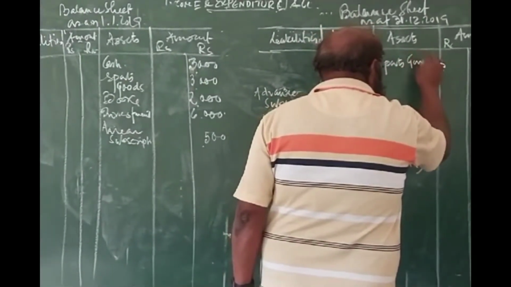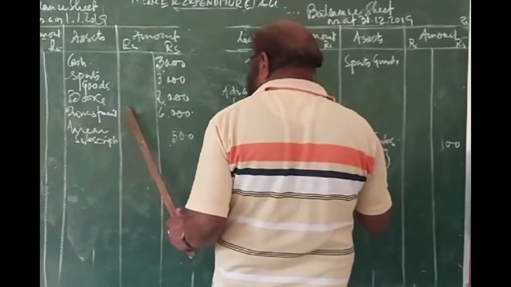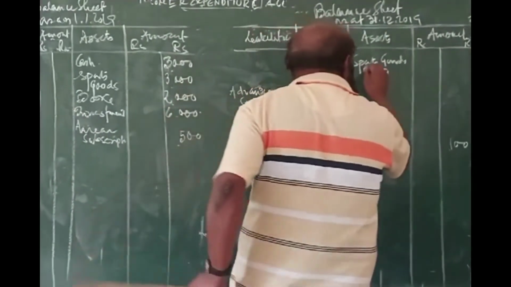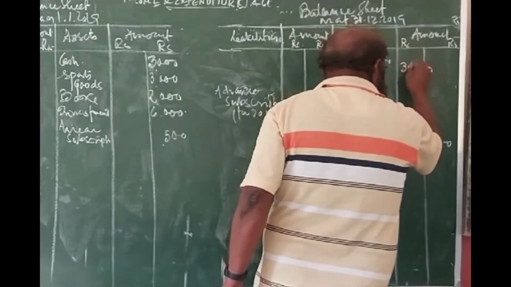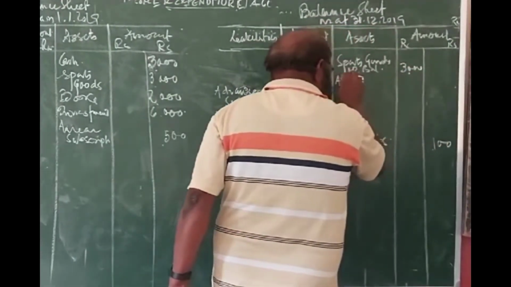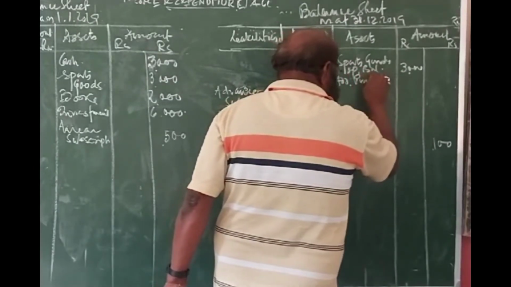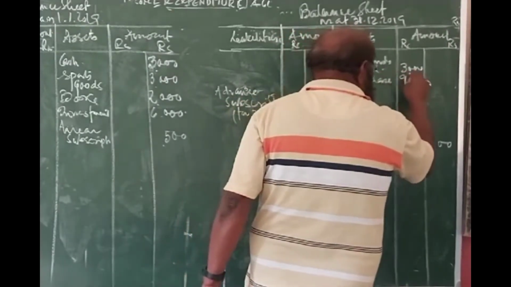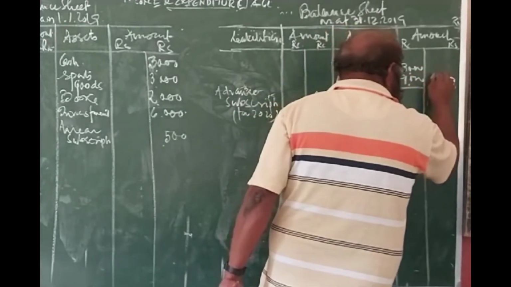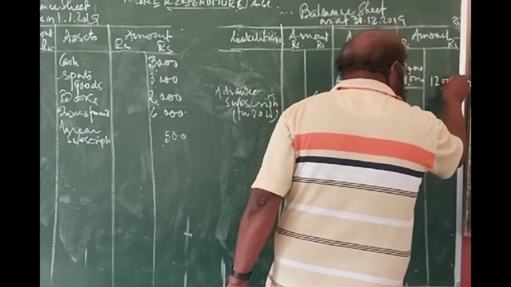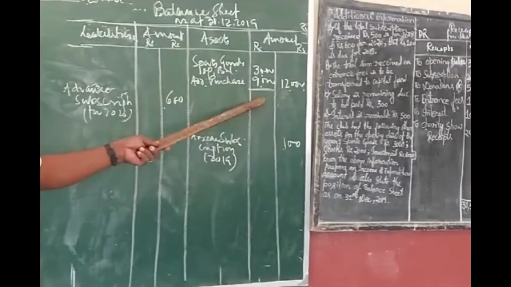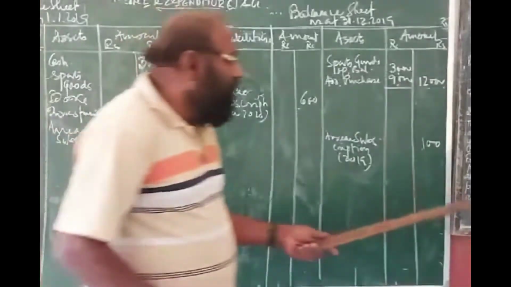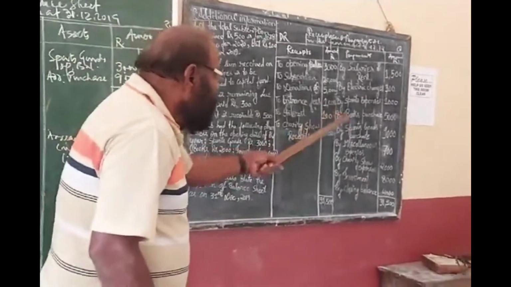Sports goods. What is the opening balance? Opening balance of sports goods is 3,000. And purchase this year, how much? 9,000. Then what is the total amount? Total amount is 12,000. Clear? If any depreciation is charged, that amount would have to be deducted from here. But no depreciation is given over here. Then comes what? Books.